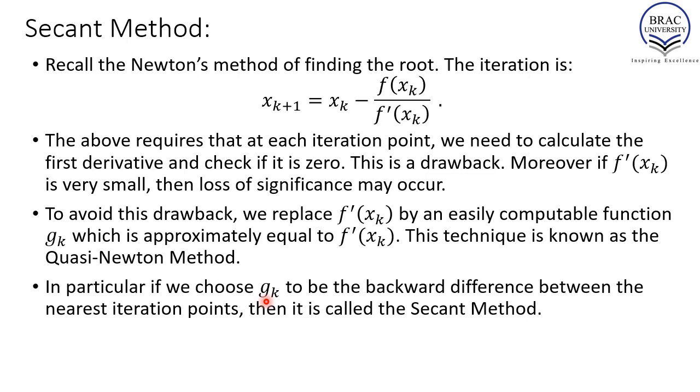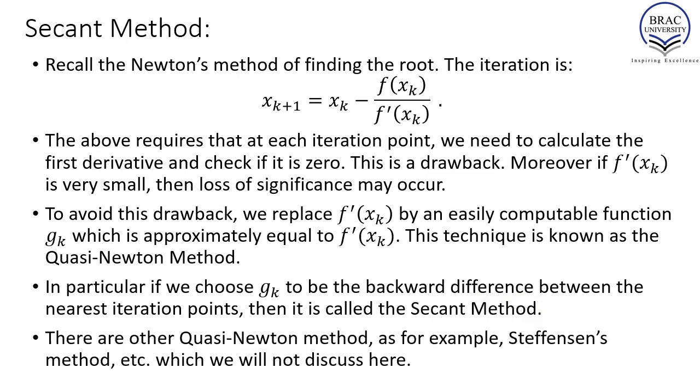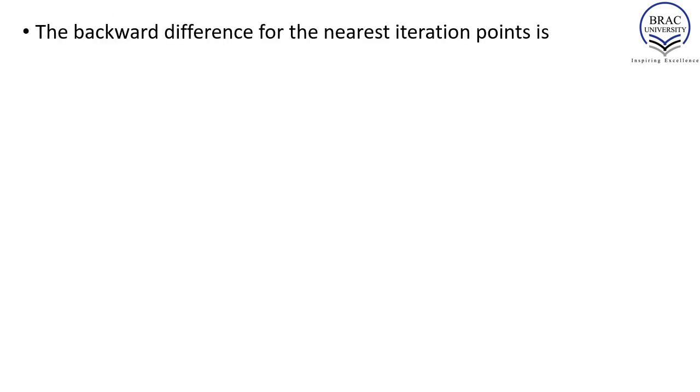In particular, if we choose g_k to be the backward difference between the nearest iteration points, then we call it the secant method. This method was also introduced by Newton himself. There are other methods like the Steffensen method or others we will not discuss here. We are just going to discuss the secant method as an example of a quasi-Newton method. Let's see what it is.